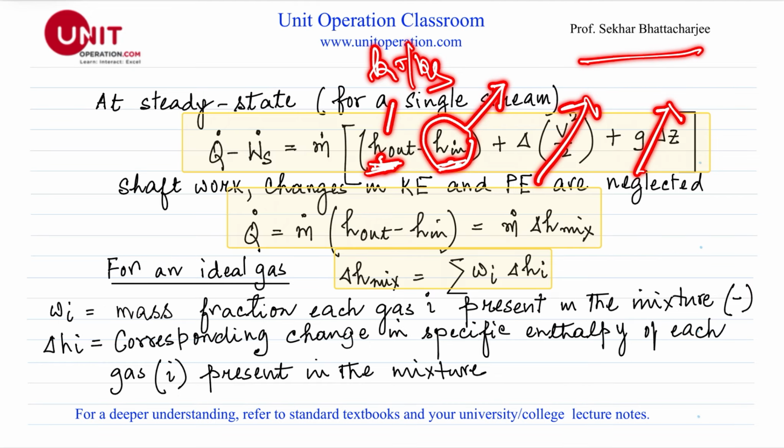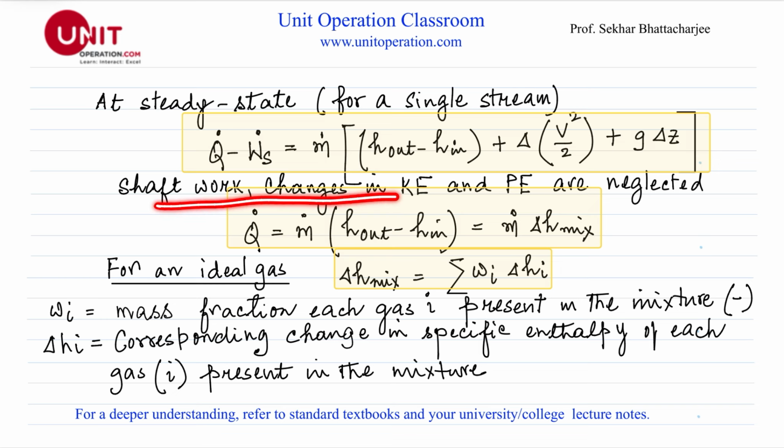Since this is a horizontal tube of constant diameter, we can assume there is no change in velocity, so the change in kinetic energy is 0. And since this is a horizontal tube, we can assume the potential energy change is equal to 0. If we neglect these, which is already stated in the problem, the rate of heat transfer comes out as the mass flow rate of the mixture times the mixture enthalpy out minus the mixture enthalpy in. So this is delta H mix.